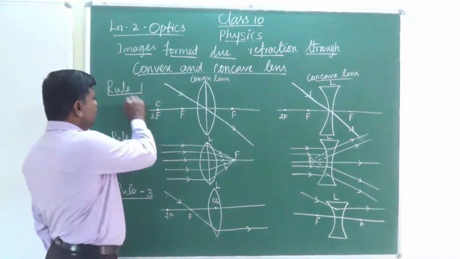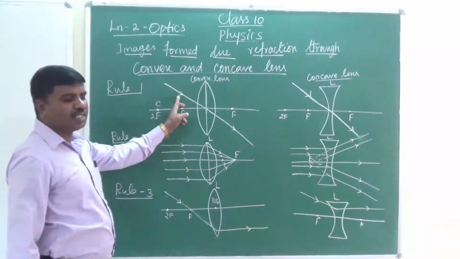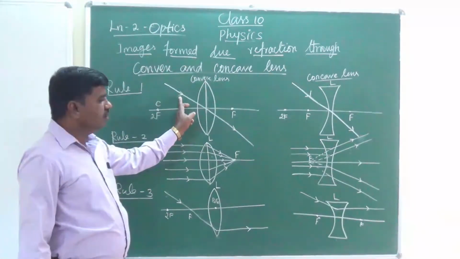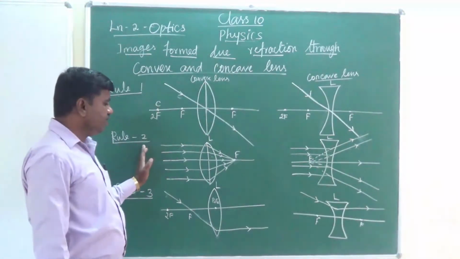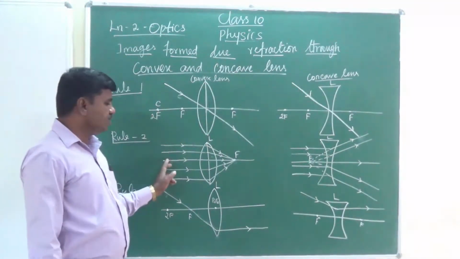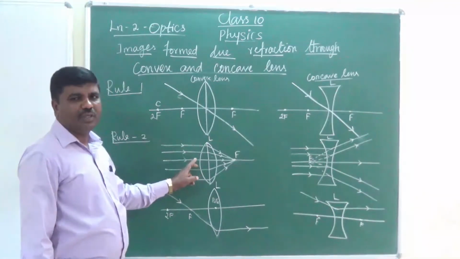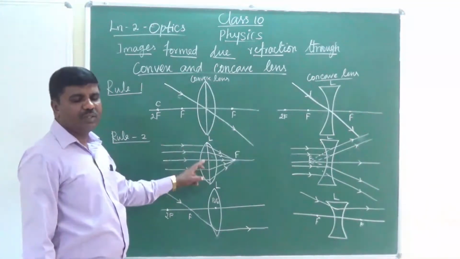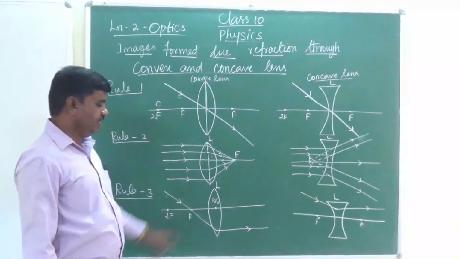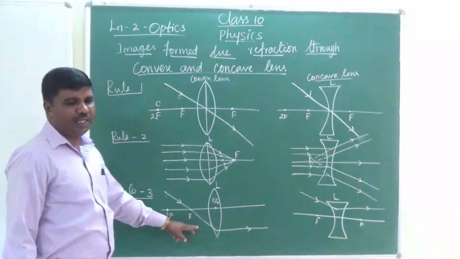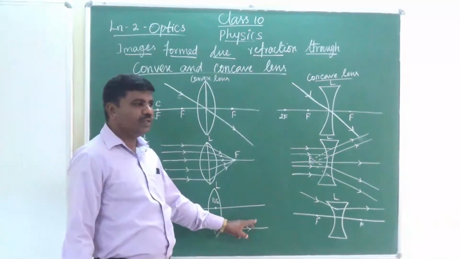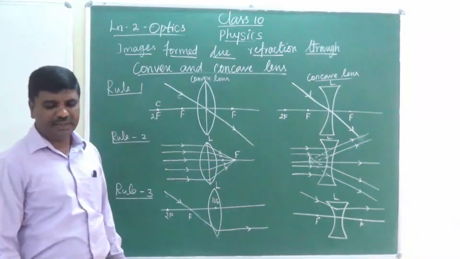So this is the first rule: the rays which come without deviation in a straight line. Then the second one: the rays which come through the optic axis, parallel to the optic axis. Then the third one: the rays which come through a focal point and become parallel to the optic axis. Okay. Thank you.